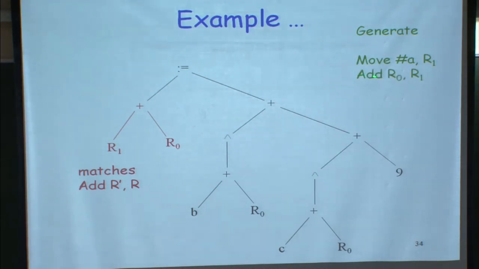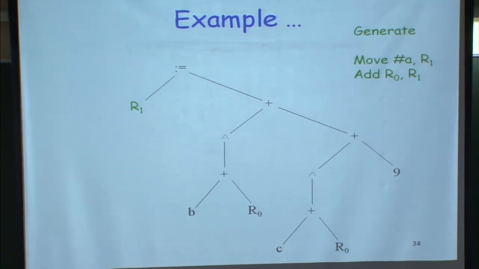So I now can say that generate an instruction which says add R0 to R1. Now you know that R0 cannot be overwritten because R0 has future uses here, so I just cannot use that. So what I'm doing here is I'm adding R0 to R1, and then I'm going to replace this particular node by saying that this gets replaced by R1. So this is how my tree looks after these two patterns.